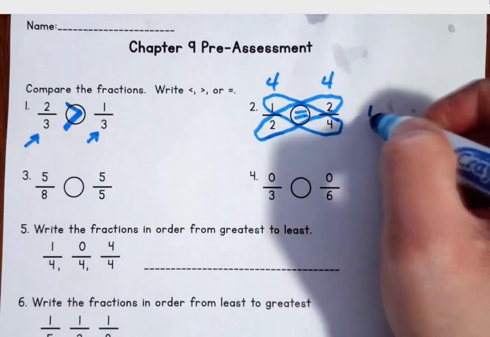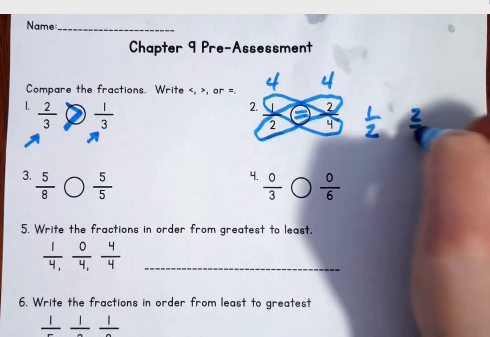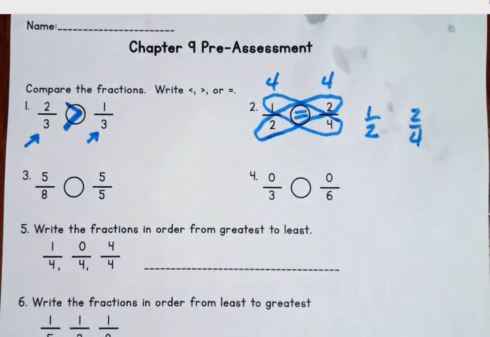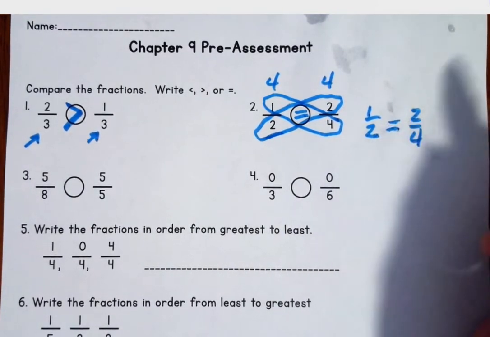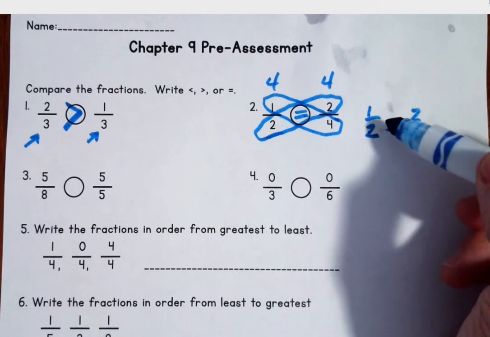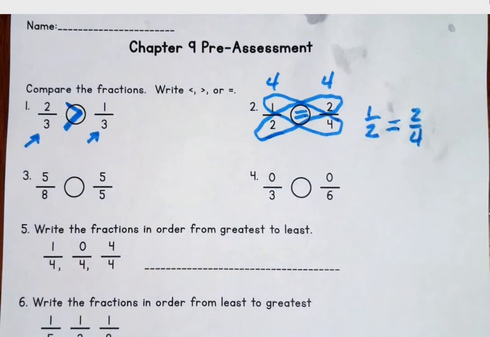Another way to do it is to look at 1/2 and 2/4. We are good, and we know just by looking at it that these are going to be equivalent because 1 plus 1 is 2, 2 plus 2 is 4. They both equal 1/2. All right, let's go to the next one.